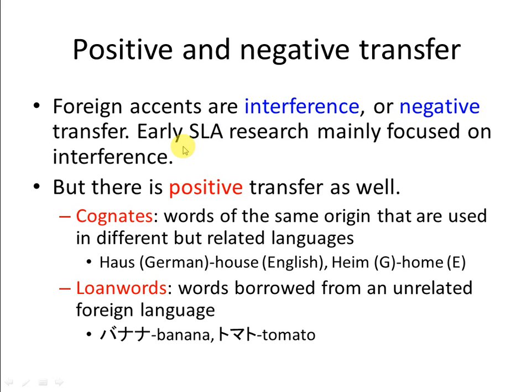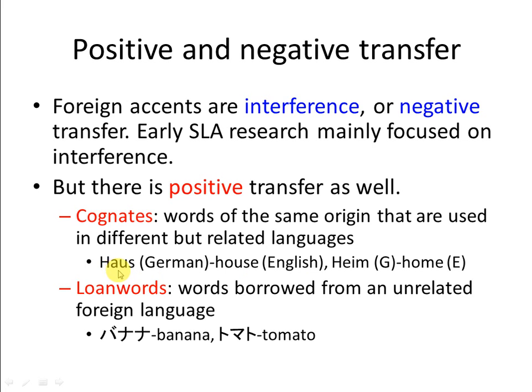And actually, early second language acquisition research mainly focused on interference. But interference is not the only kind of transfer. There is also positive transfer. For example, we have what we call cognates. Cognates are words of the same origin that are used in different but related languages. So for example, German and English are related languages. They have the same ancestor.